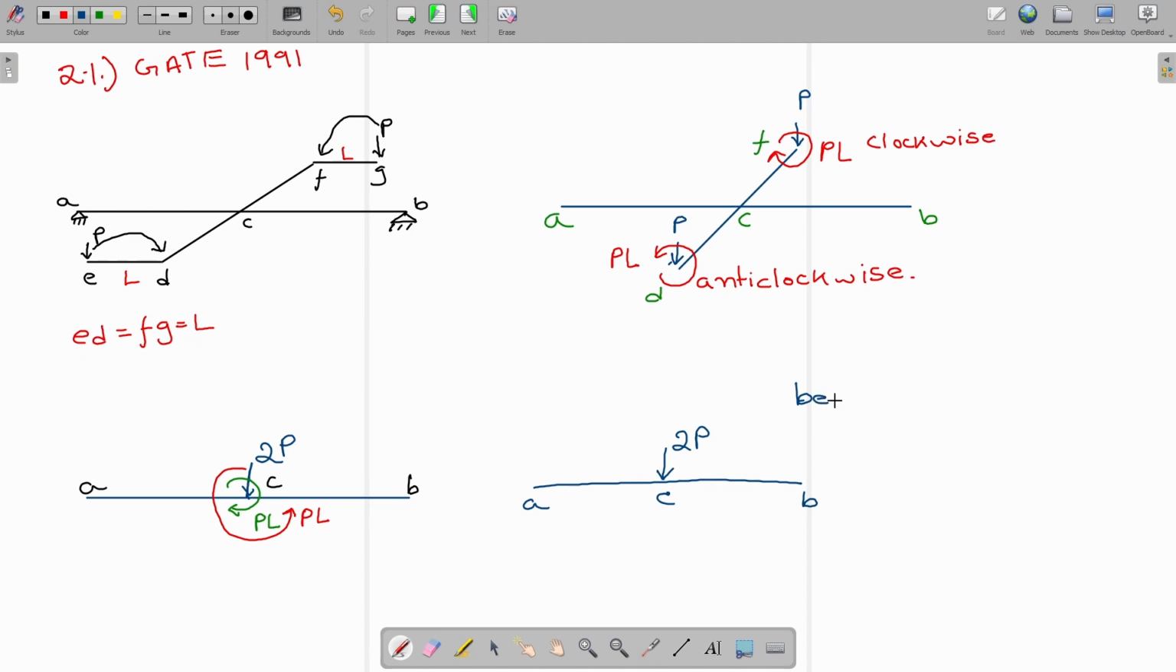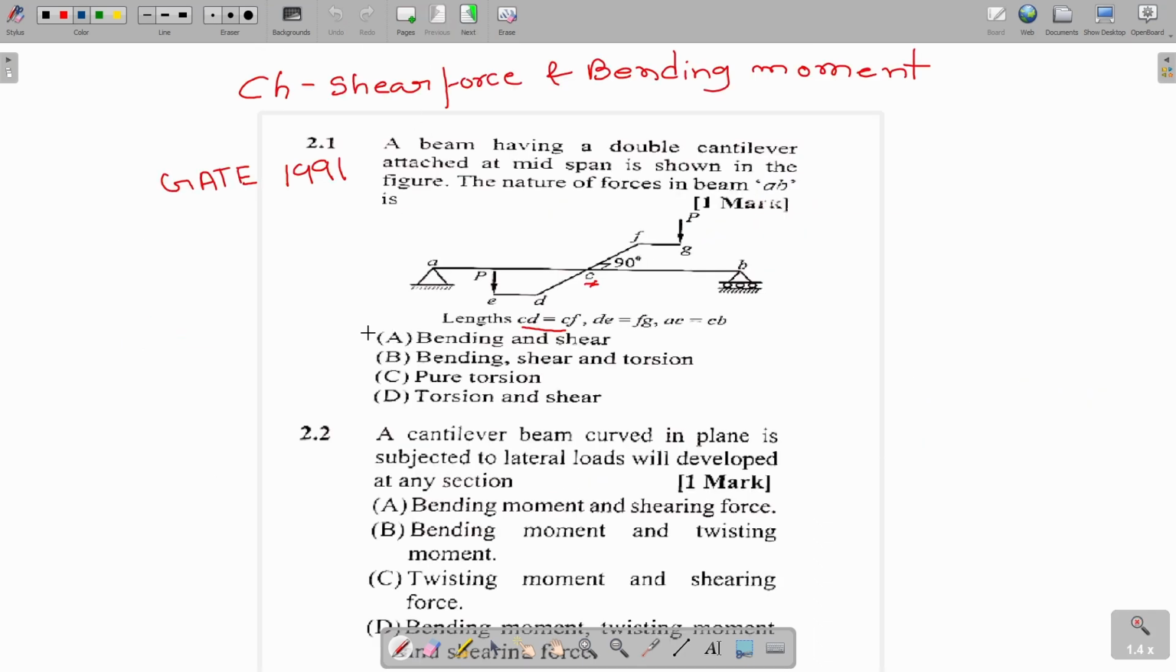The beam will only carry that. So our option is option A, bending moment and shear force.